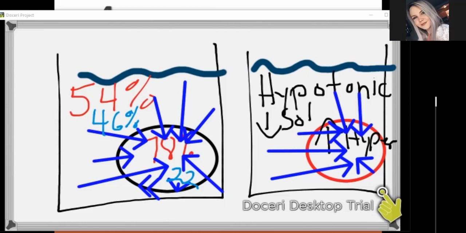So is that not hypo? No. You're mixing up how it swells. It's placed in a hypotonic solution around itself. It'd be like you, right?